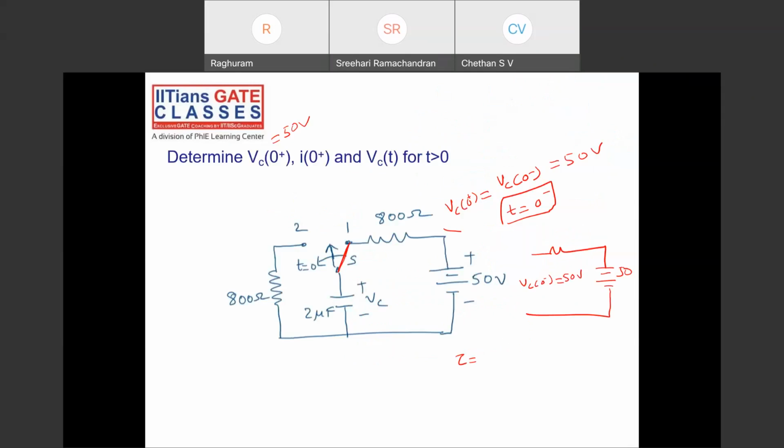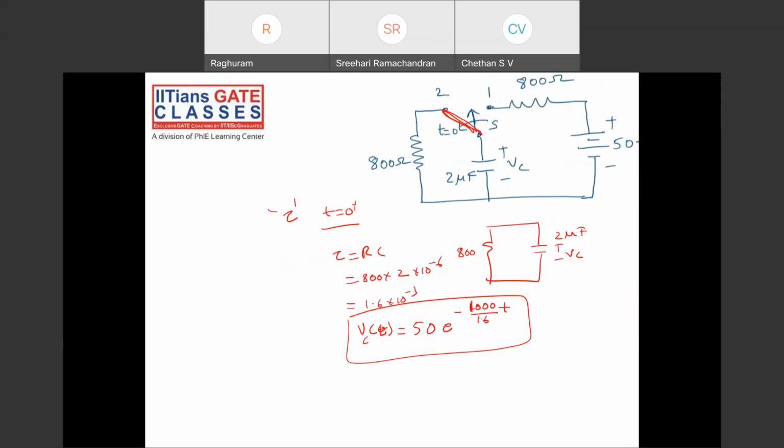I of 0 plus. What is I? I has not been given anywhere, so call this as I. Find I of 0 plus. At t equal to 0 plus, what happens? At t equal to 0 plus, the capacitor acts as a voltage source of 50 volts.